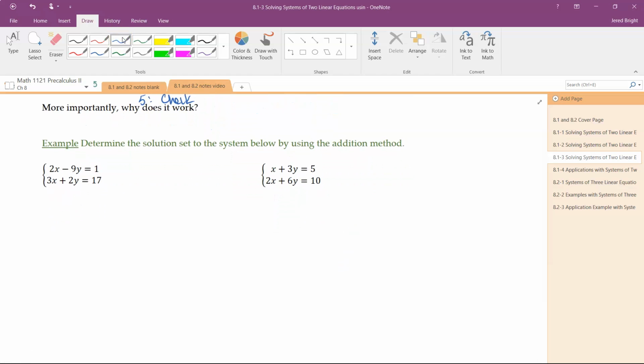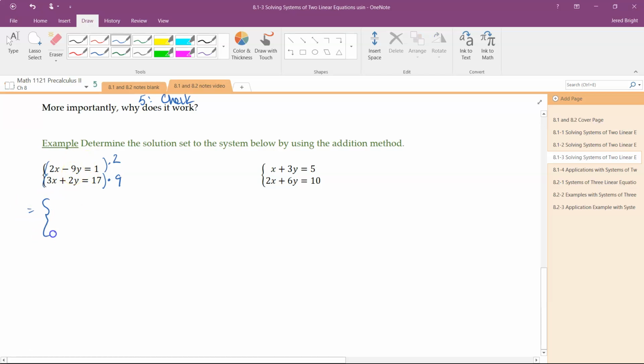Alright, for this first one, it's not exactly clear what you should multiply each equation by, because you can't multiply 2 and get 9, you can't multiply 3 and get 2. Well, you can, but not by a nice integer. So what I'm going to do is multiply this first equation by 2 on both sides, and then the second equation I'm going to multiply by 9. Okay, and I'm going to hope to eliminate the y's.